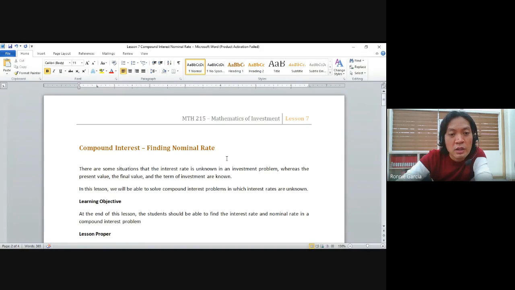So overall, if you are going to recall all our lessons from the compound interest, from finding the compound amount, finding the present value, and finding the nominal rate, we can just stick with one formula. That's the fundamental formula in finding for the value of F. And from that, we can derive the other formulas. So that is just very simple. So all we have to do is to familiarize the formula and always bear in mind all those concepts about the nominal rate, about the value of m, about the value of n, and so on and so forth.